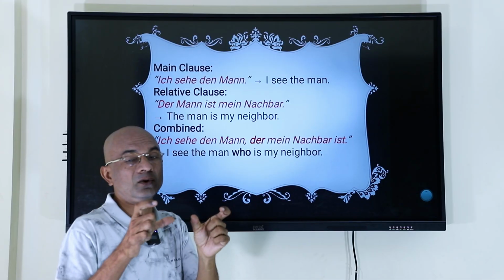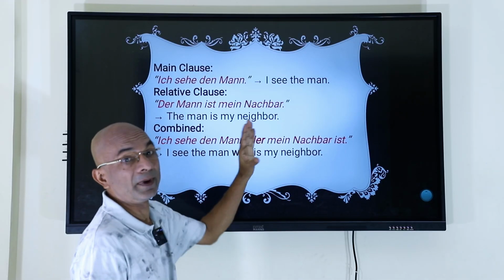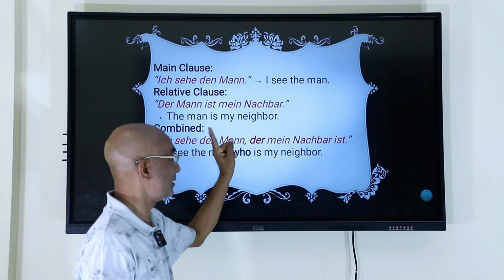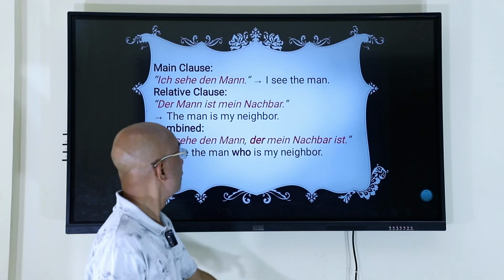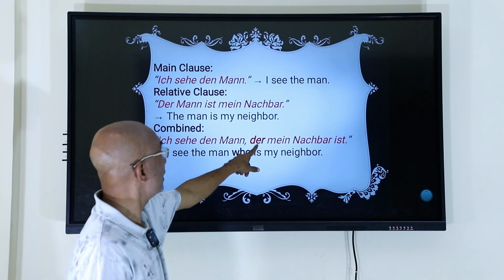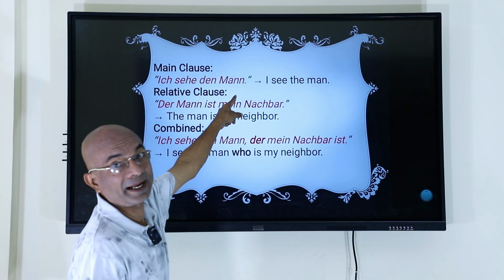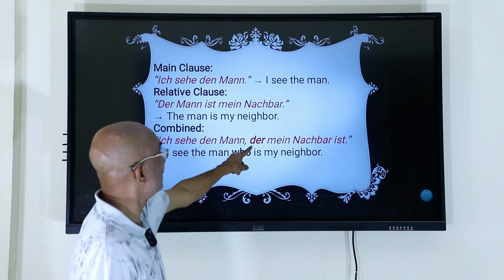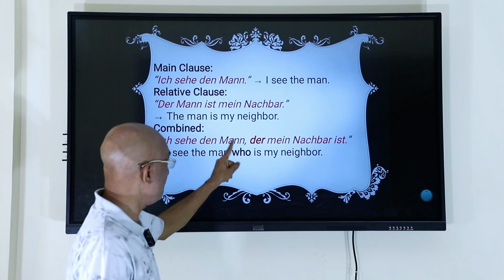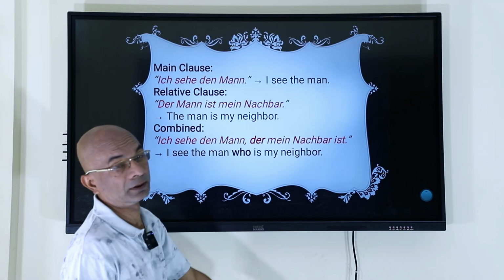So, with the relative clause, the relative pronoun "who" we are using, we are making the two sentences into one. Therefore, I say, "den Mann, der mein Nachbar ist." Instead of "der Mann" here, both "Mann" are here, for that we are using only "der", no "Mann" here. So you say, "den Mann, der mein Nachbar ist," who is my neighbor.